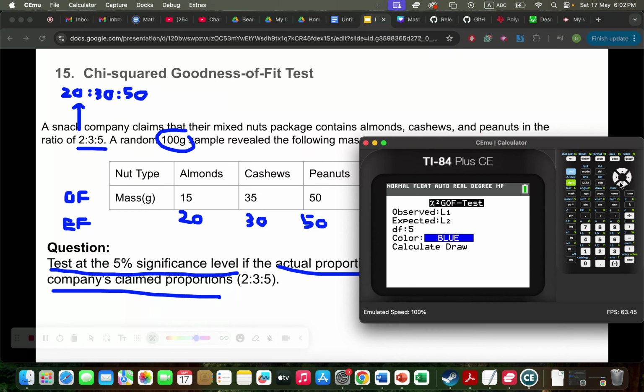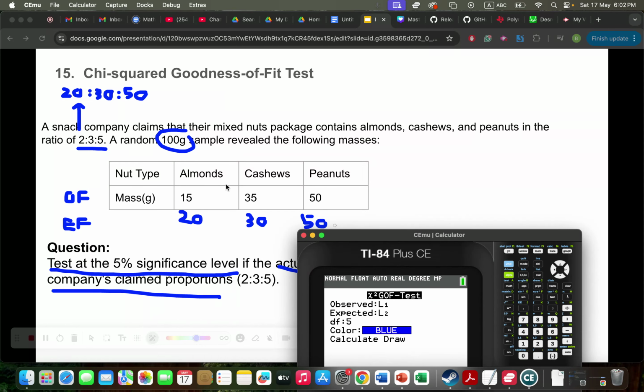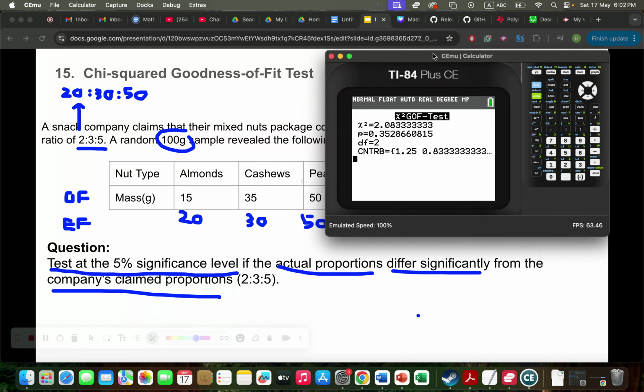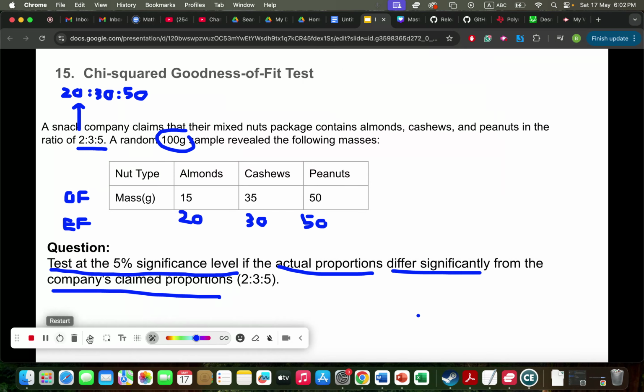Degrees of freedom in a chi-square goodness of fit test: you always take the number of data that we have here, which is 1, 2, and 3, and subtract 1. So this is just going to be 2. Then I'm going to go to calculate, press enter, and again look at the p-value. We don't really use the chi-square value unless you are given the critical value. We can come to that in a separate video, but in this particular case, which works all the time, you could use the p-value, which is 0.353. Let me just write this down first.